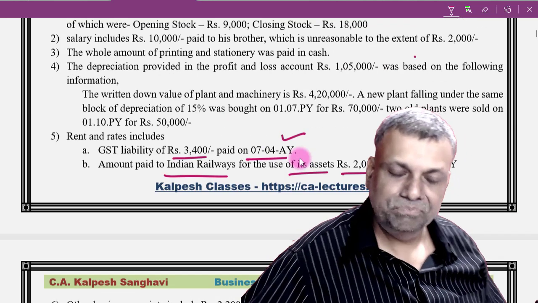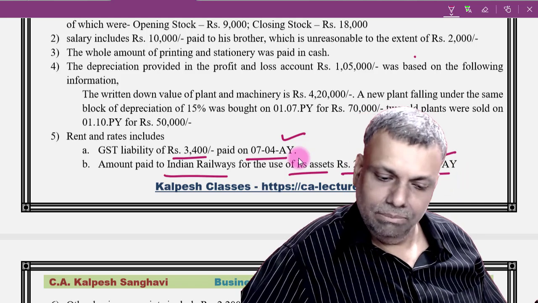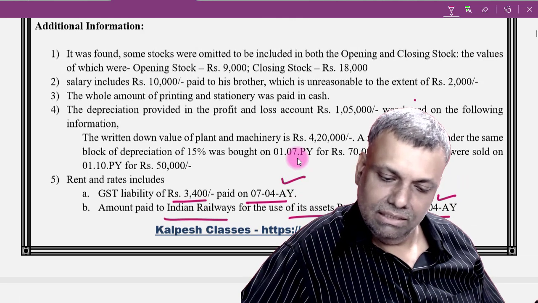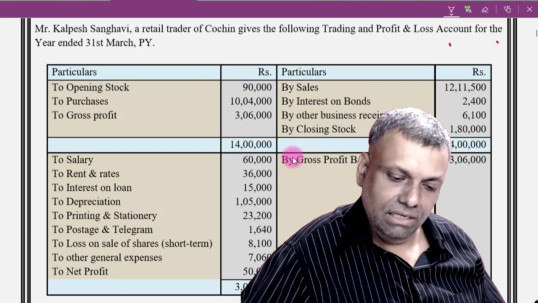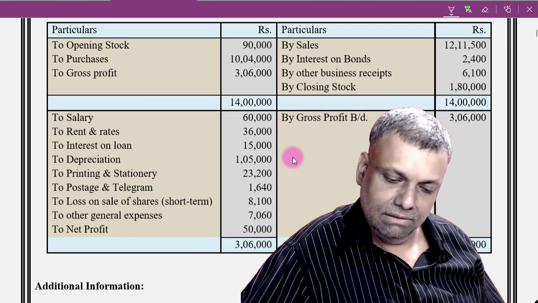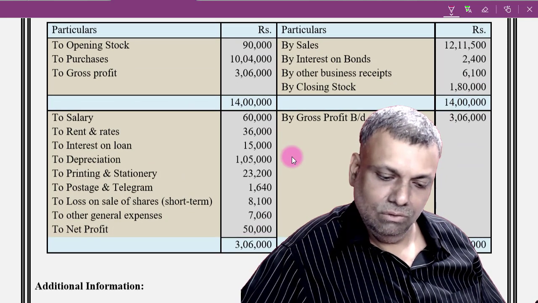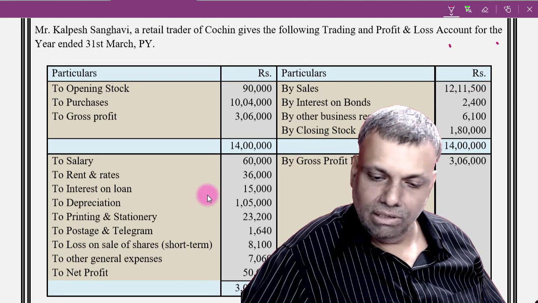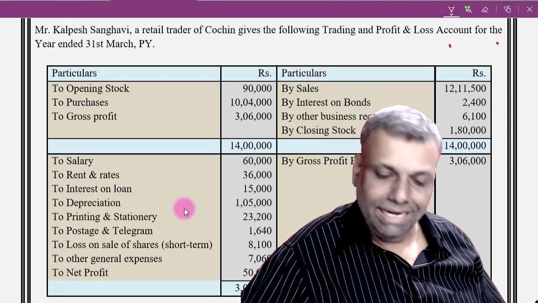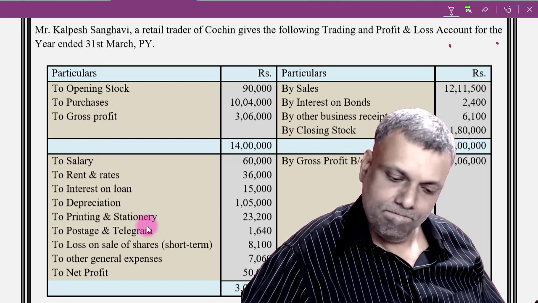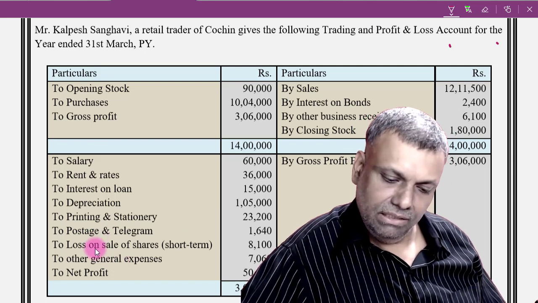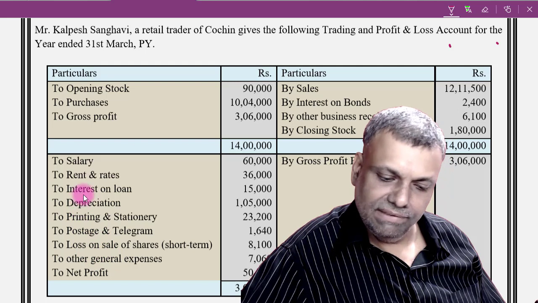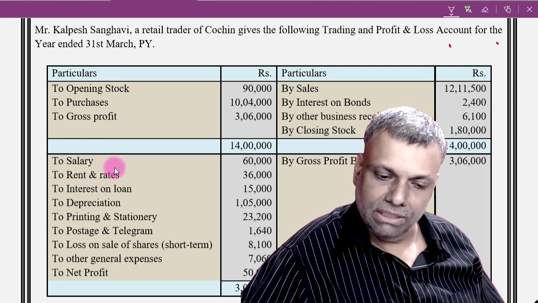Okay. Now, let me check GST liability somewhere. Nowhere is it given to me in these particular details separately. So it is not debited anywhere here: printing, stationery, laws, general expense, depreciation, rent and rates, salary, purchase.